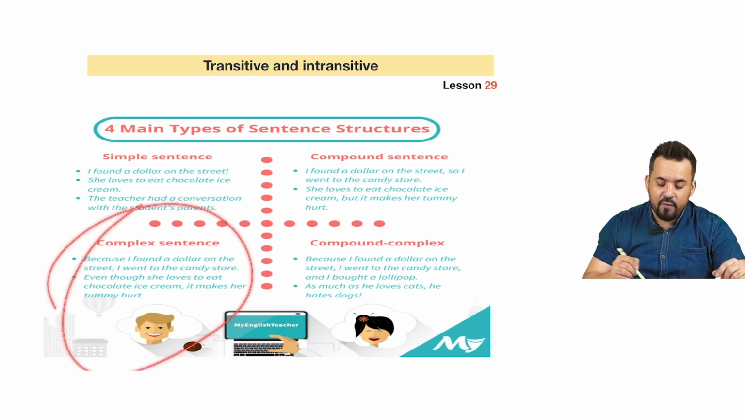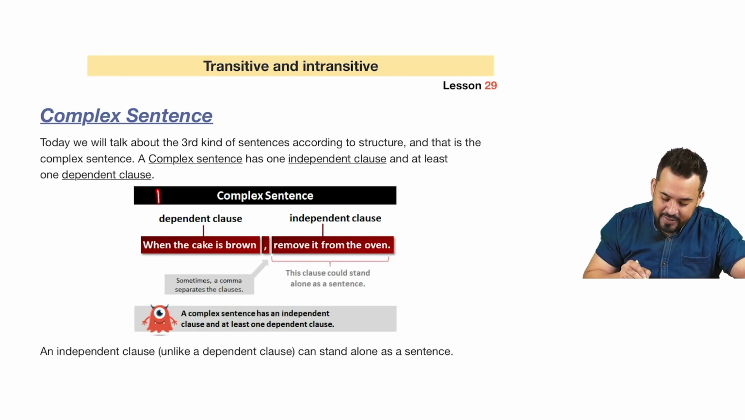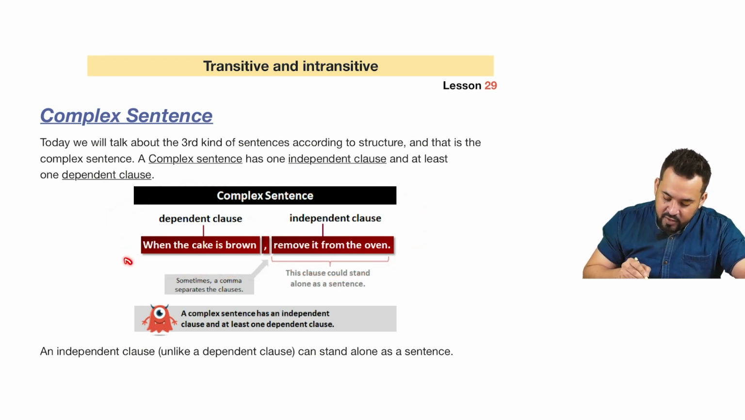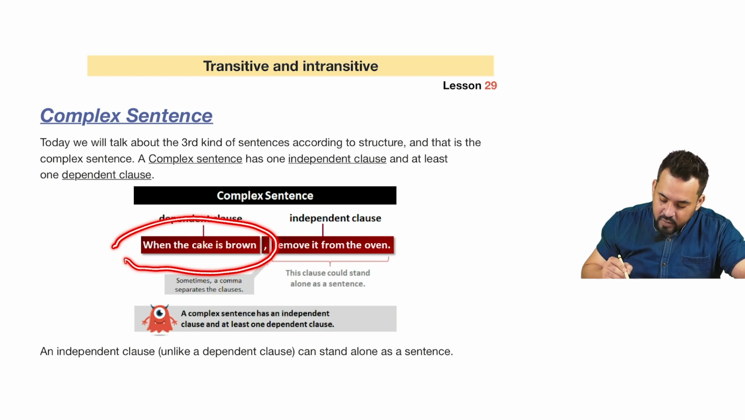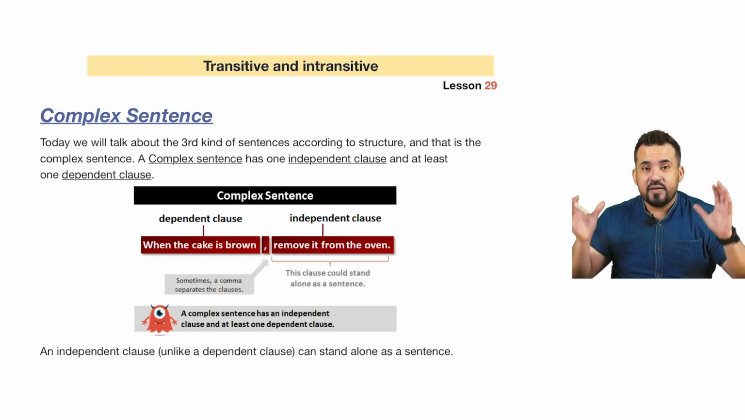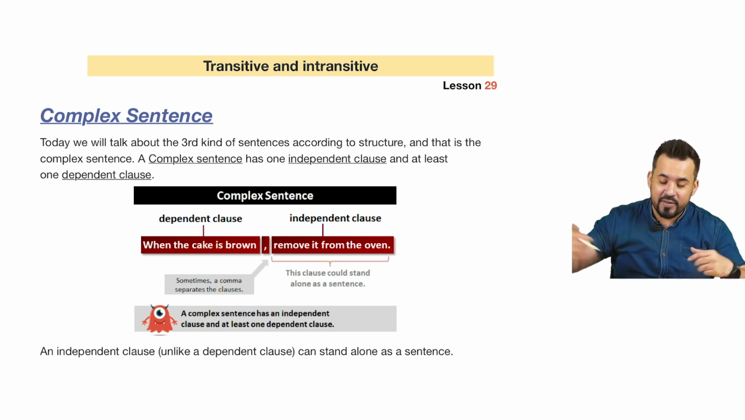Today we are going to cover the complex sentence. So the complex sentence is basically a dependent clause and an independent clause. The dependent clause, sometimes a comma separates the clauses. This clause could stand alone. So the independent clause, basically the main clause, and then you have another dependent clause that depends on it.